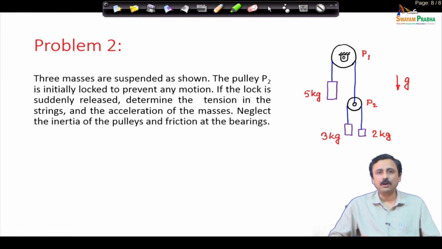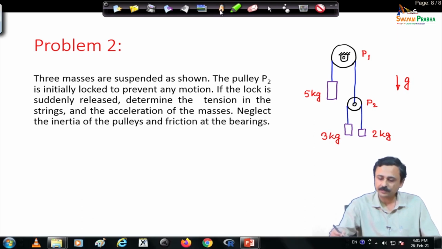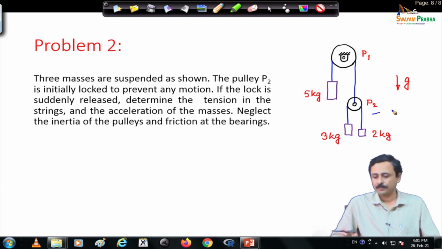The next problem is about connected bodies, which we have discussed in the previous lecture. This says 3 masses are suspended as shown. The pulley P2, which you can see here, is initially locked to prevent any motion. If P2 is locked, then this 3 kg and 2 kg mass are in imbalance; if you do not lock P2, then it will start rotating. The 3 kg mass will apply a greater force, so it will have a tendency to go down.